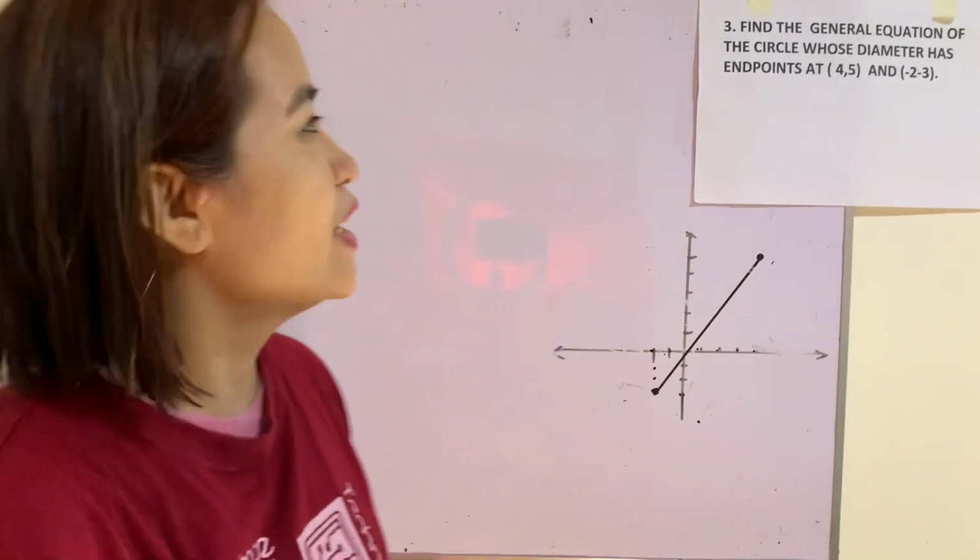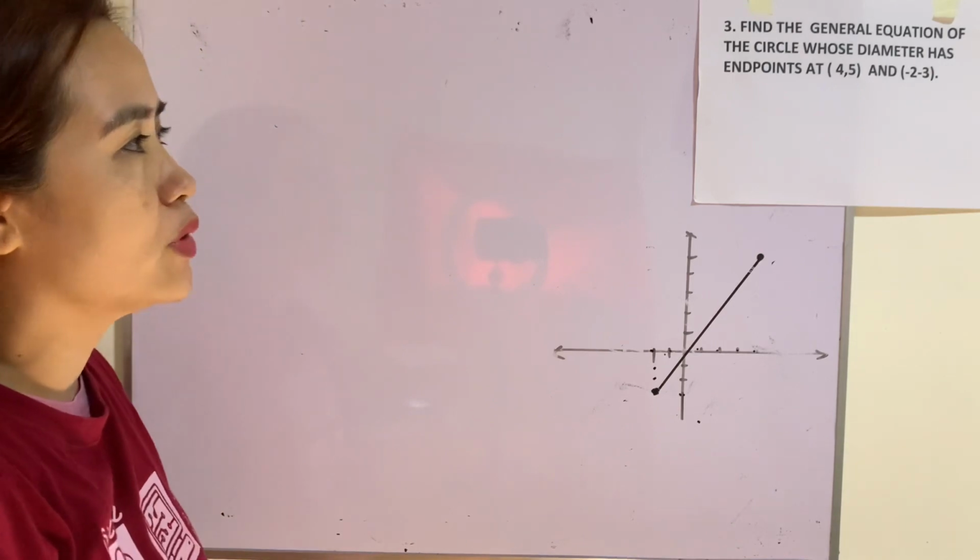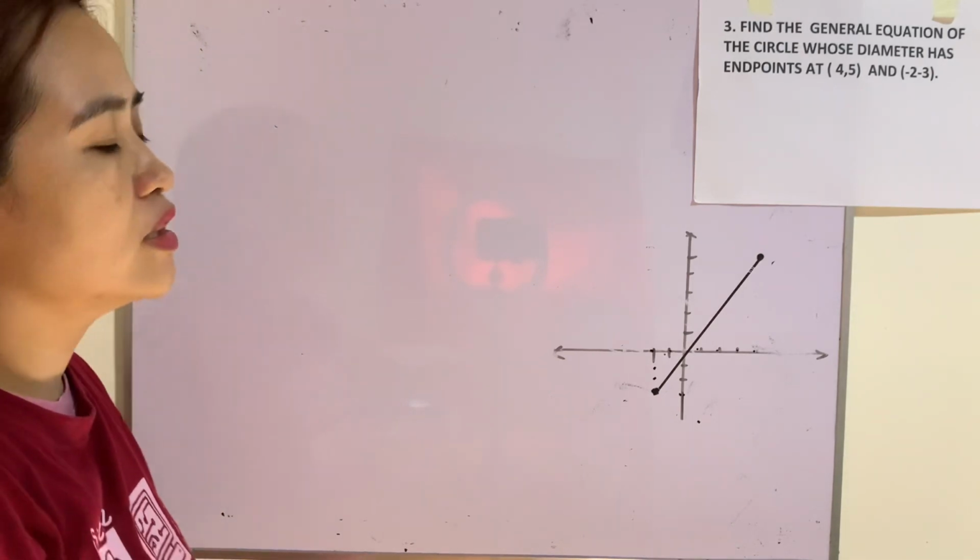Example number 3. Find the general equation of the circle whose diameter has endpoints at (4, 5) and (-2, -3).